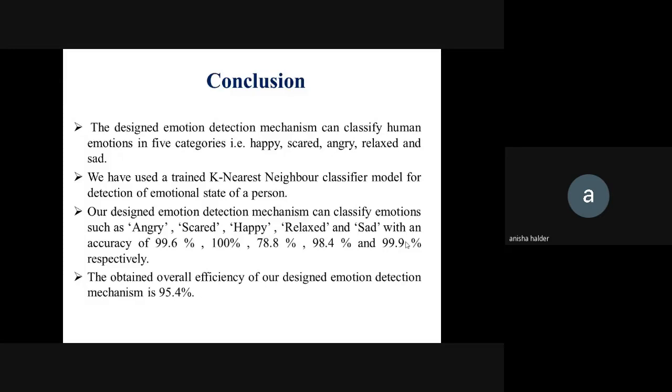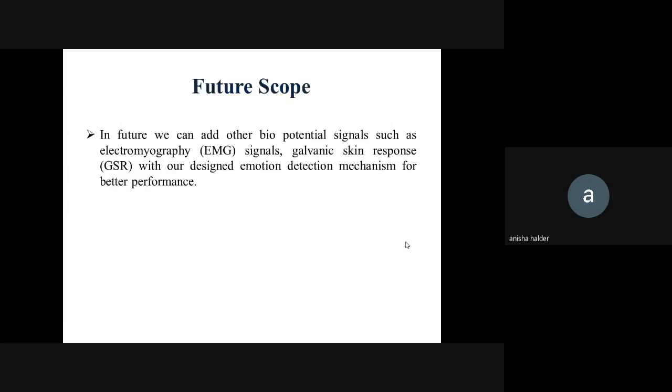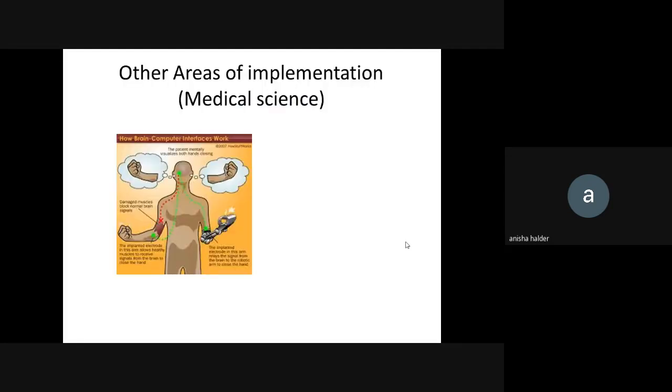Okay. So here is the conclusion. The designed emotion detection mechanism can classify human emotions into 5 categories. The KNN algorithm has been used. It can classify emotion into angry with an accuracy of 99.6%, feared with 100%, happiness with 78.8%, relaxed with 98.4%, and sad with 99.9%. So overall efficiency is 95.4%. In future, EMG signals and galvanic skin response can be added.